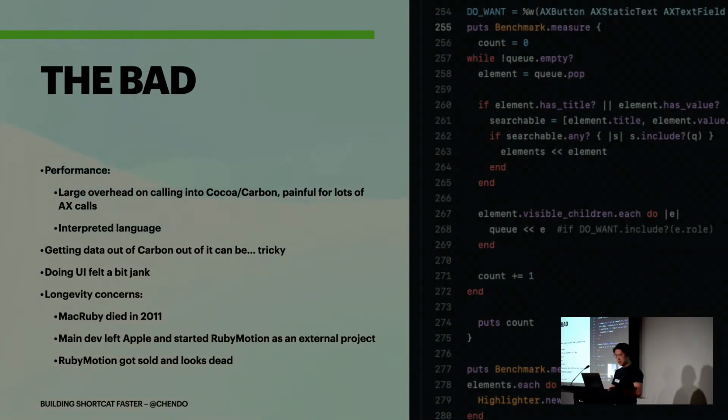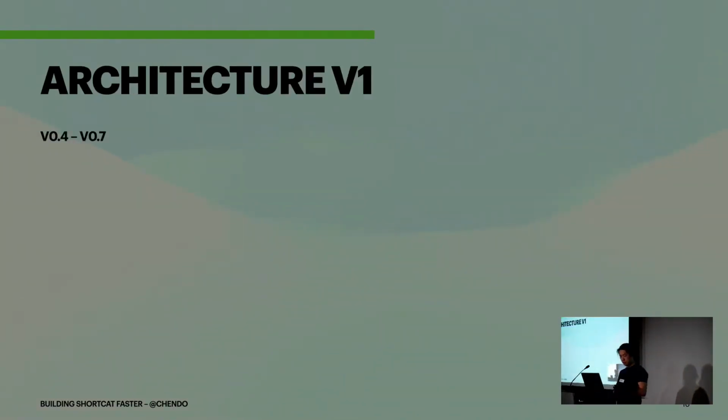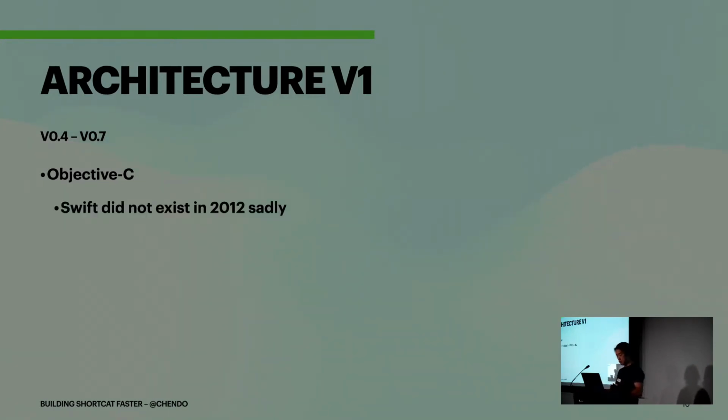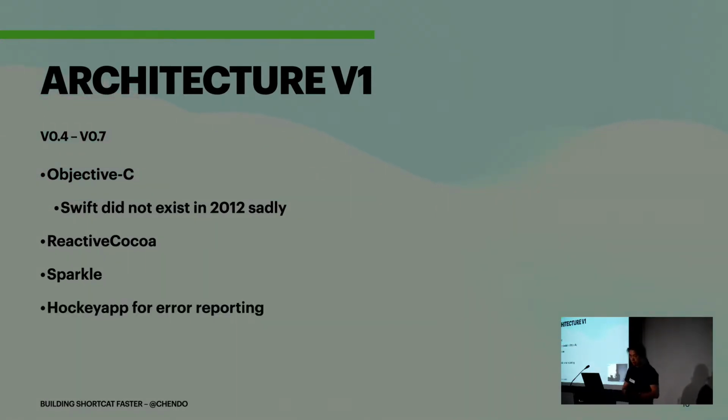So for the next bit of the architecture, which I'll call V1, I suppose, I had to go with trusted and, I guess, usable Objective-C, as Swift did not exist back in 2012, which is quite sad. I also used ReactiveCocoa, as functional reactive programming was all the rage back then. Also used Sparkle, which is an update framework which most apps use, I believe. And back then, I used HockeyApp for error reporting, which has since been bought by Microsoft, so it's really bad now.